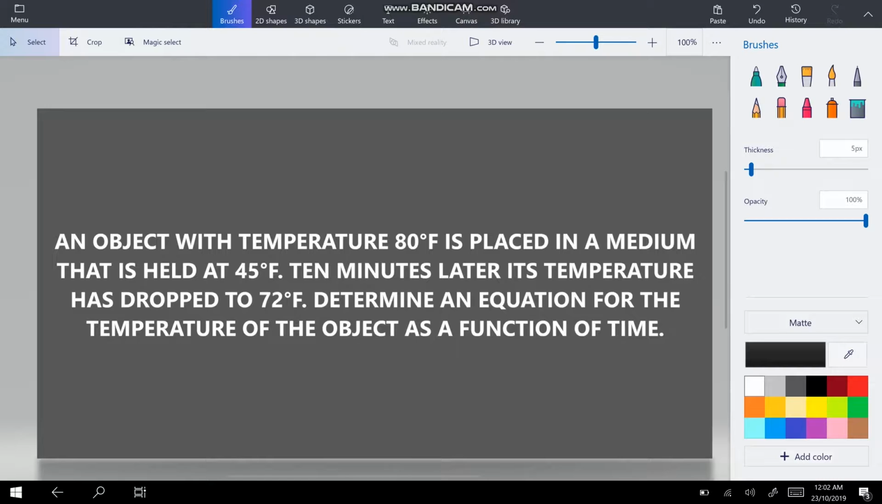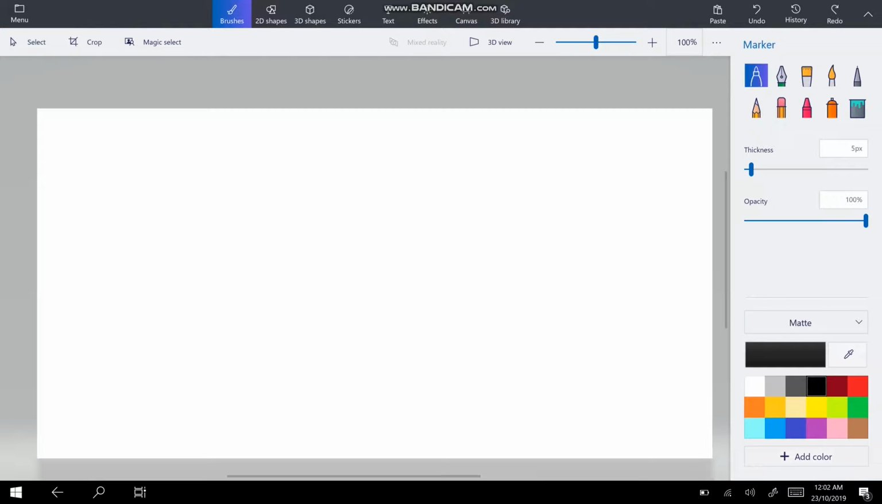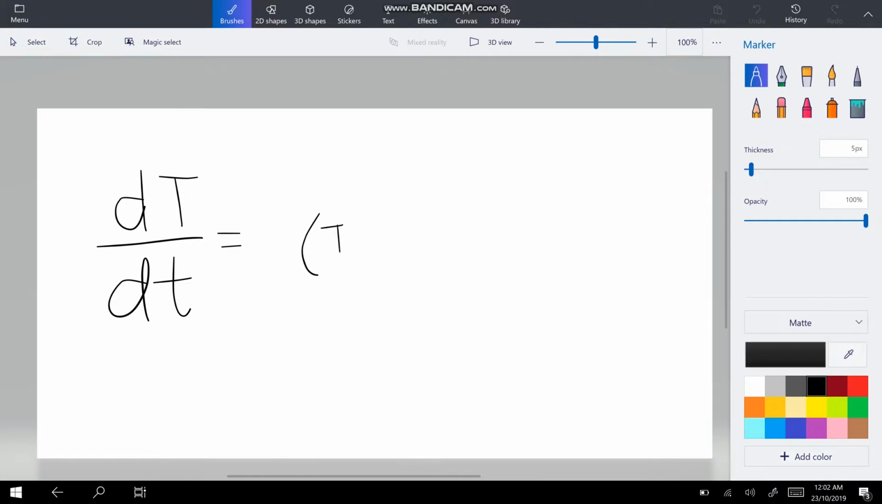So this is clearly a Newton's law of cooling problem. Remember that Newton's law of cooling tells us that the rate of change of the temperature with respect to time is proportional to the difference between the temperature of the object and the temperature of the medium. To say that it's proportional to the difference means that it's equal to some constant K times it, and for convenience, we're going to decide that we want K to be greater than 0.